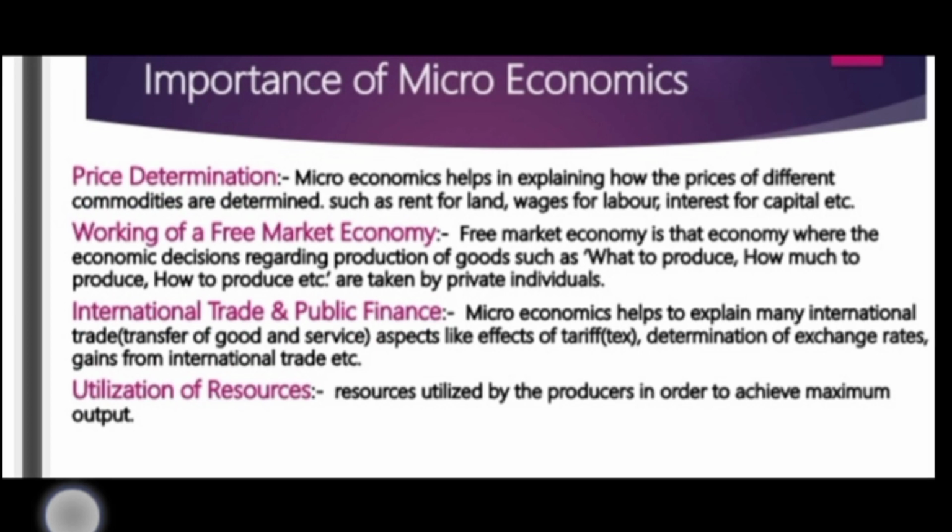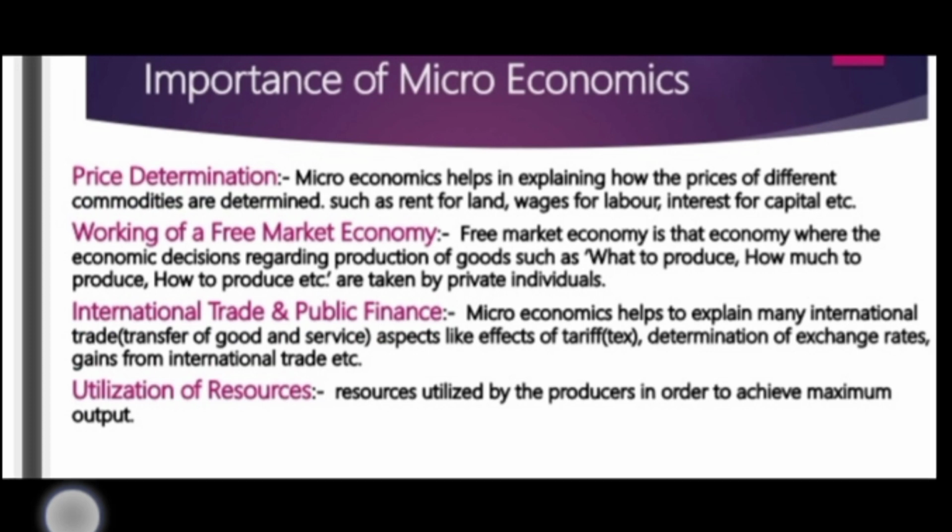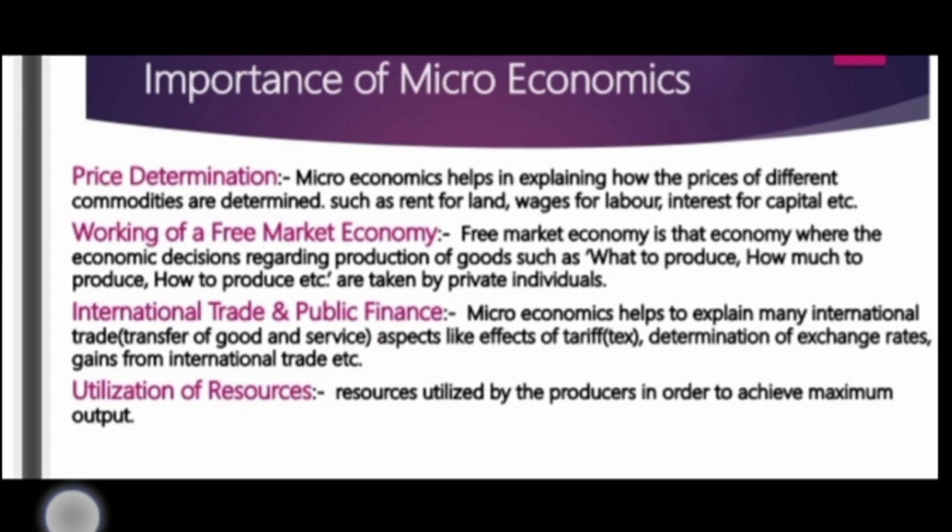Number 1, price determination. Microeconomics is helpful in determining the different prices of different commodities, such as it depends upon the theory of product pricing and theory of factor pricing. So factor pricing consists of the 4 factors of production: land, labor, capital and entrepreneur. So the income of land, labor and capital can be rewarded as income which can be termed in the form of rent, wages, interest. So microeconomics is helpful to determine the factor pricing of the 3 factors of production.